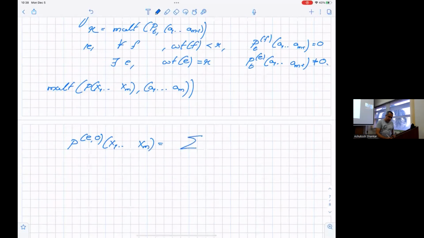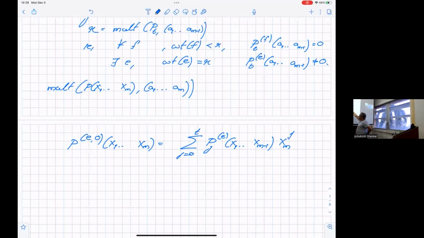I claim this is exactly going to be p_j,E times x1 to x_(m-1) times x_m to the power j. Is that right? Because the last variable is unaffected. So the linearity of this operator will give you this.